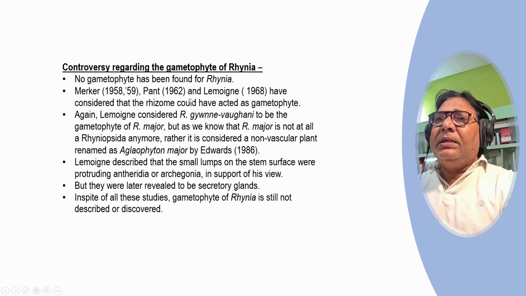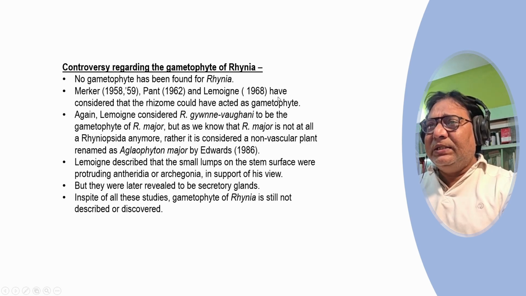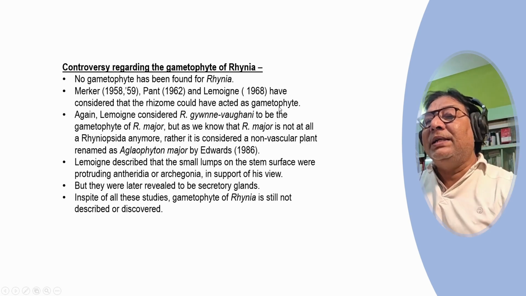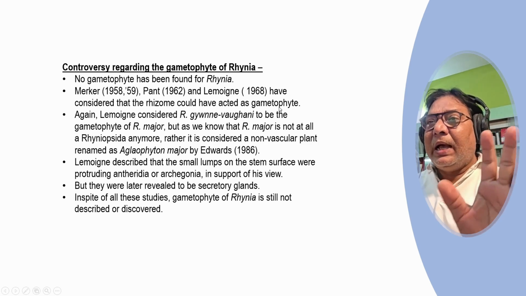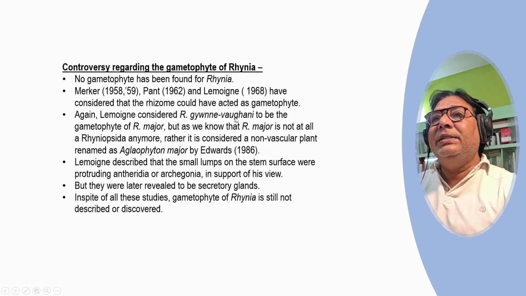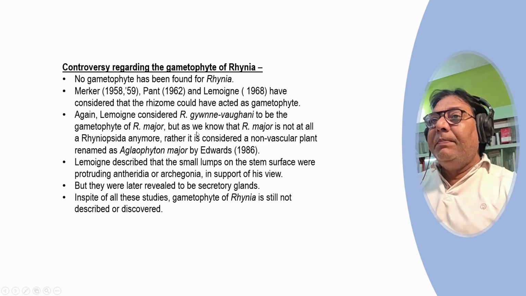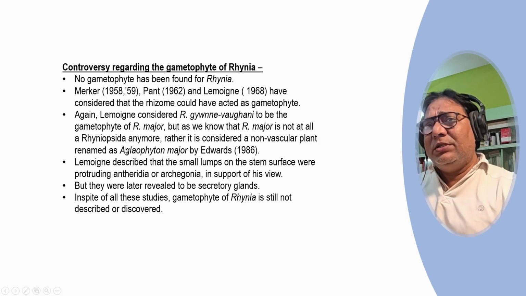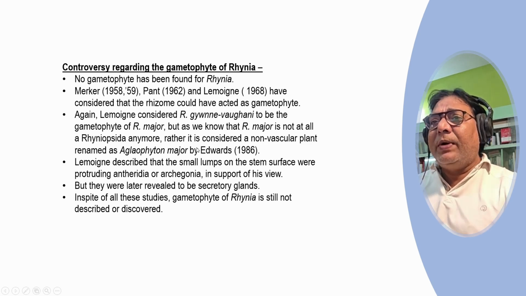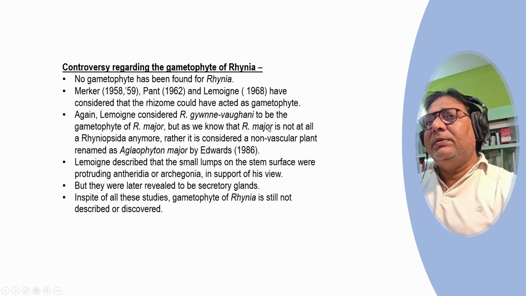But Marker, Pant, Lemoigne during this period, 1960s to 70s, have considered that the rhizome could have acted as the gametophyte. One of the ideas is this. Another idea, Lemoigne, what he said, that Rhynia gwynne-vaughanii is the gametophyte of Rhynia major. But as we now know that Rhynia major is not at all the Rhyniopsida anymore, rather it is considered a non-vascular plant called Aglaophyton major. So this question does not arise, that the Rhynia gwynne-vaughanii is not the gametophyte of Rhynia major.